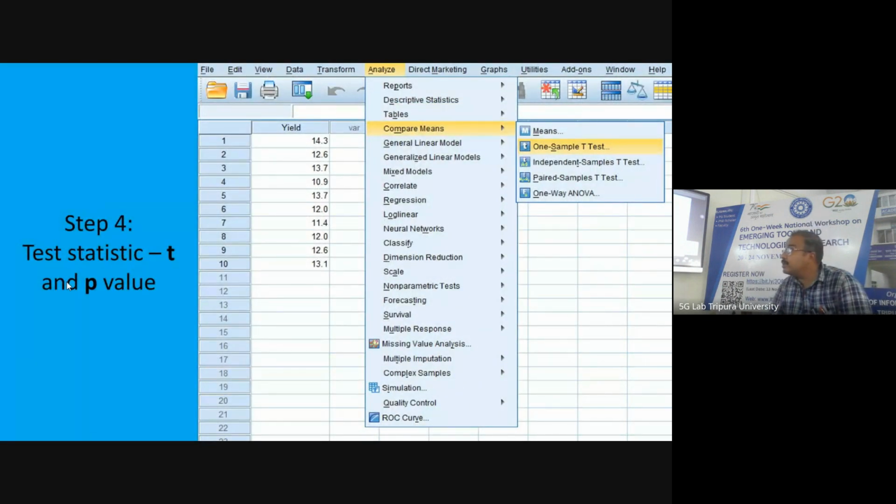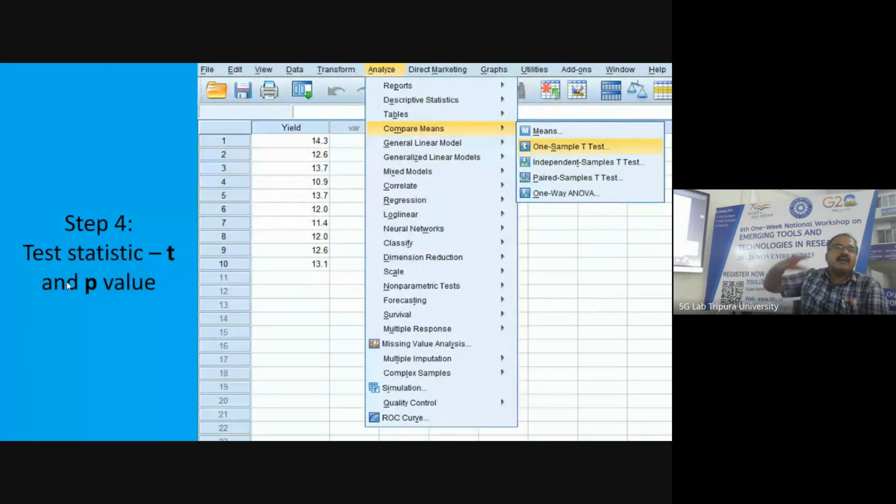Now the second step, step four. Now you are going to calculate the t-test. Conduct the t-test. Go to Analyze, Compare Means, because all the values that you have for the 10 samples, 10 farmers, are yield values. So you are going to compare the means: Compare Means, One-Sample T Test. Why a one-sample t-test? Because you had only one population, the farmers. From those farmers, you have taken 10 samples.